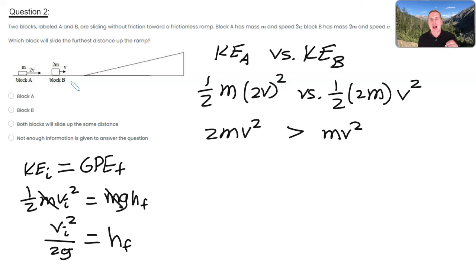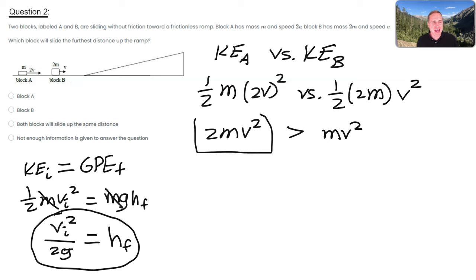So indeed, objects with the larger initial velocity will go higher than objects with a smaller initial velocity. Another way of saying this is that block A has a larger initial kinetic energy than block B. So it will indeed go up higher, further distance up the ramp. So I'm certainly going to go with block A and consider that correct, and let us move on.